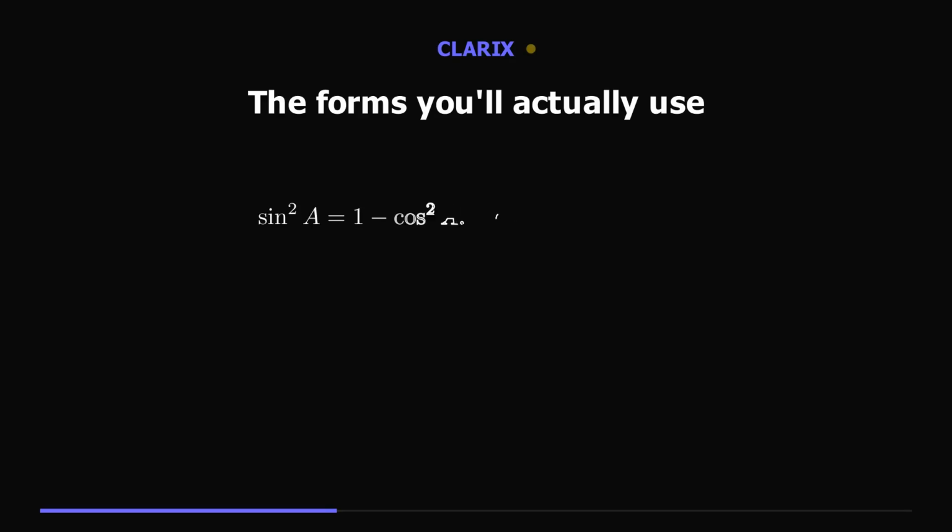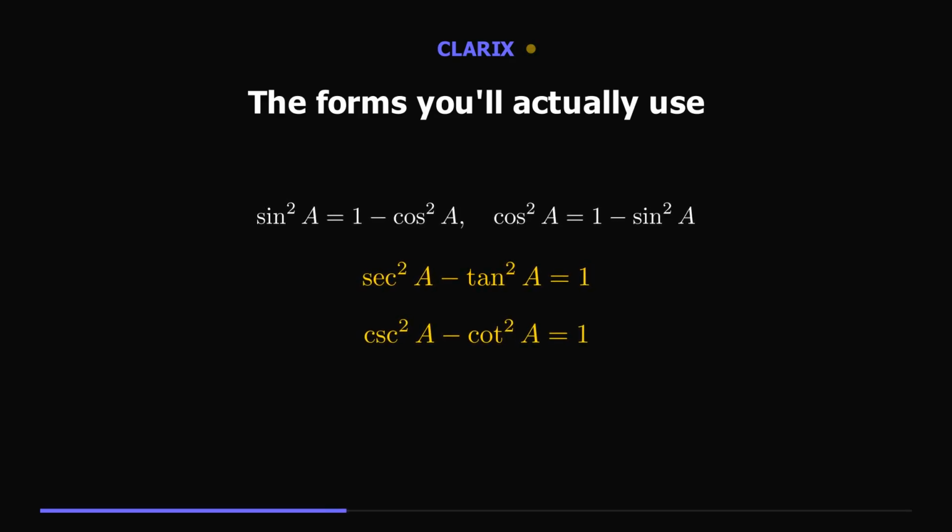In practice, you'll use these rearranged. From the first, sin²A equals 1 minus cos²A, and cos²A equals 1 minus sin²A. From the second, sec²A minus tan²A equals 1. From the third, cosec²A minus cot²A equals 1. These difference forms are the ones that collapse big expressions instantly.